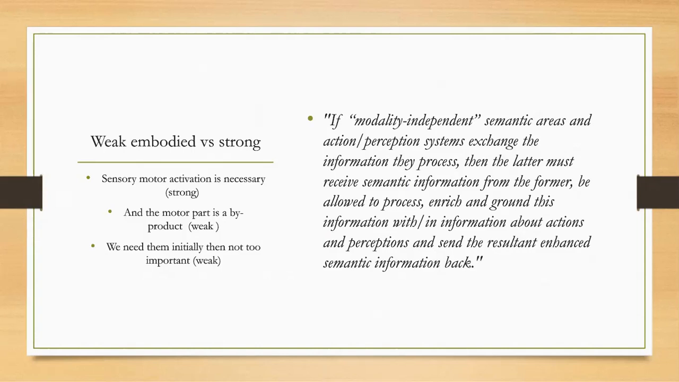So with that being said, this is the meaning between weak and strong embodiment. This expresses the use of weak and strong embodiment through sensory motors. The examples explain how we interpret them: weak being how we need those sensory motors, and then they become less important later, versus strong being how we need the sensory motors to be active when dealing with embodiment.